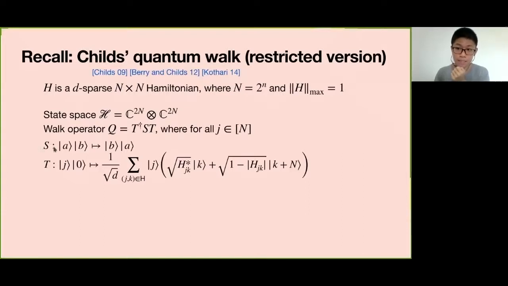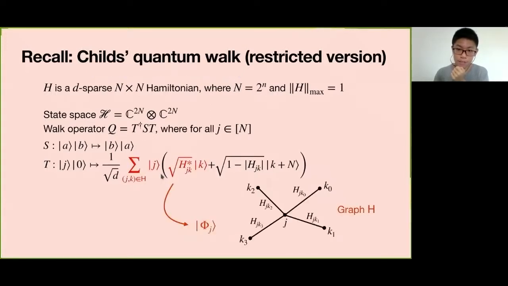What are these S and T? The operator S is quite simple. It just swaps the first quantum register and the second one. So S can be implemented by a simple swap gate. The more complicated part is T. It maps every computational basis state to a superposition. Now, this expression might be complicated. Let's split it into two parts. The first part is a superposition that is actually an analog of the classical random walk. So that's why this is called quantum walk.